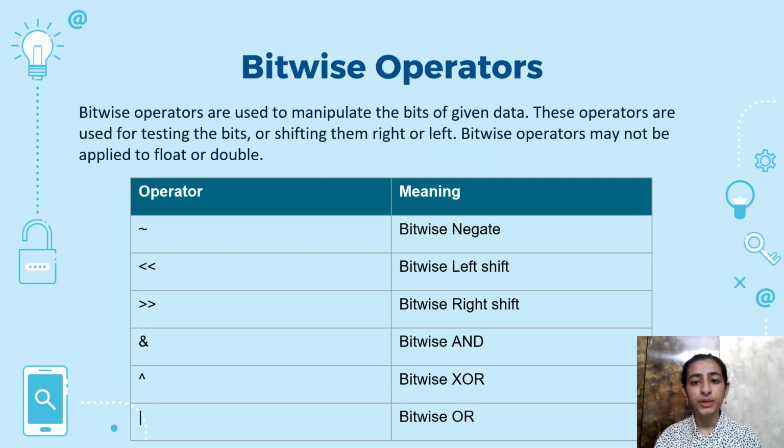Next, we have bitwise operators. Bitwise operators are used to manipulate the bits of given data. These operators are used for testing the bits or shifting them left or right. Bitwise operators may not be applied to float or double. Here are some of the bitwise operators: bitwise negate, bitwise left shift, bitwise right shift, bitwise AND, bitwise XOR, and bitwise OR.